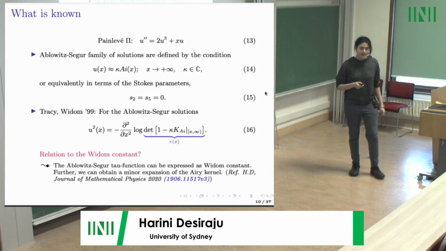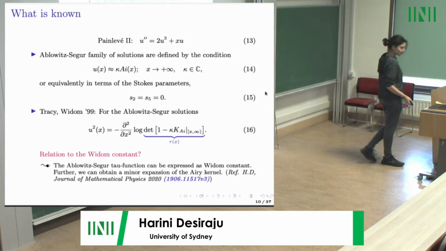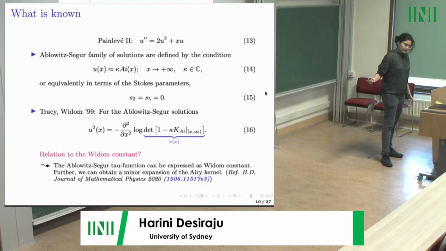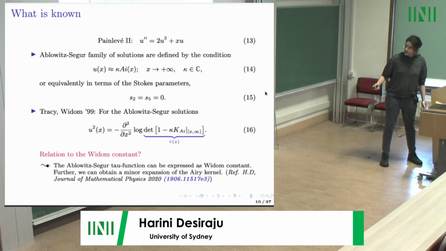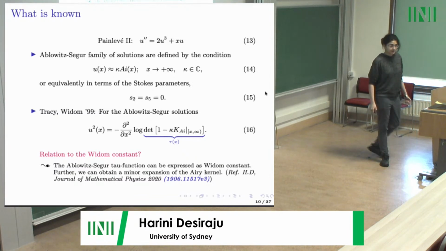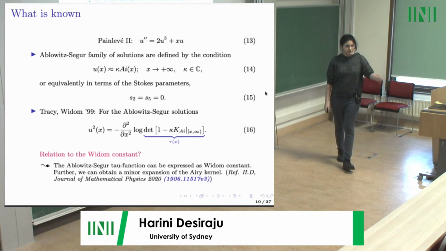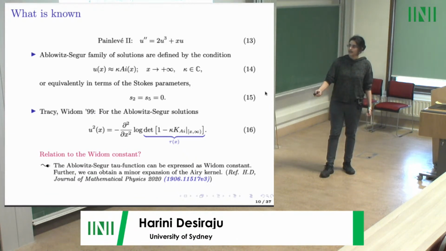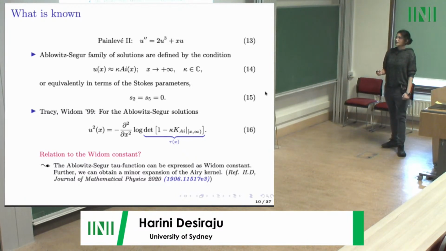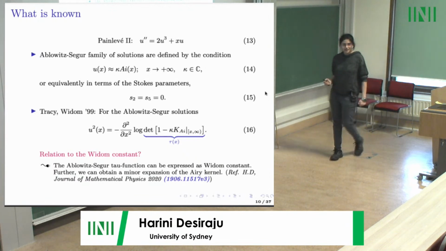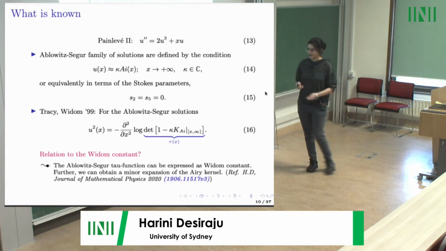Okay, so what is already known about these tau functions for Painlevé II? There is a family of solutions called the Ablowitz-Segur, which are just given in terms of Airy functions. And the equivalence between this special family of solutions and the Stokes data is just by setting one of the Stokes parameters to 0. So if you want special solutions on the initial condition side, you just put a special constraint on the monodromy side. Okay, so these solutions are described very nicely in terms of the very famous Airy kernel.